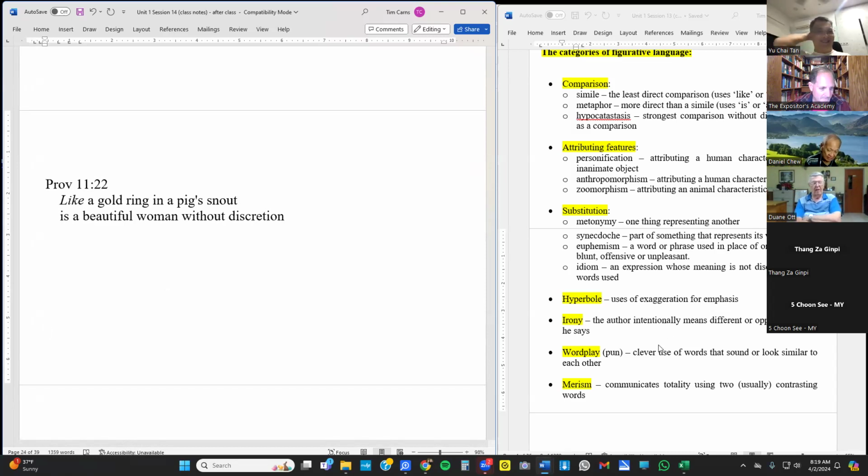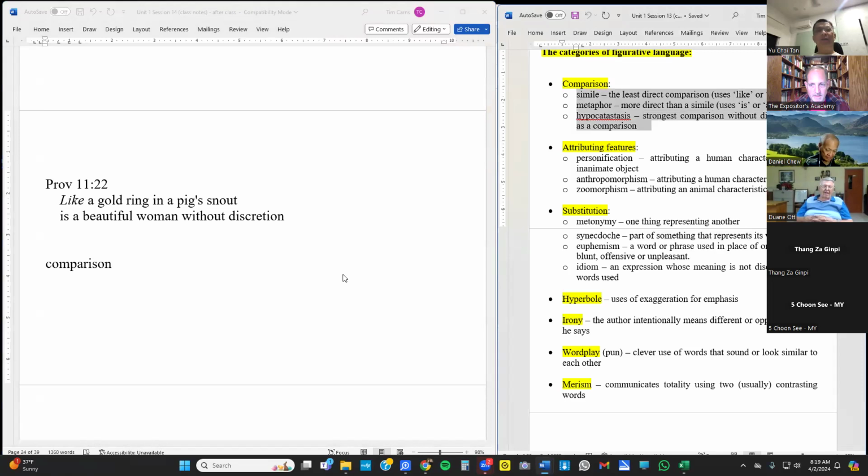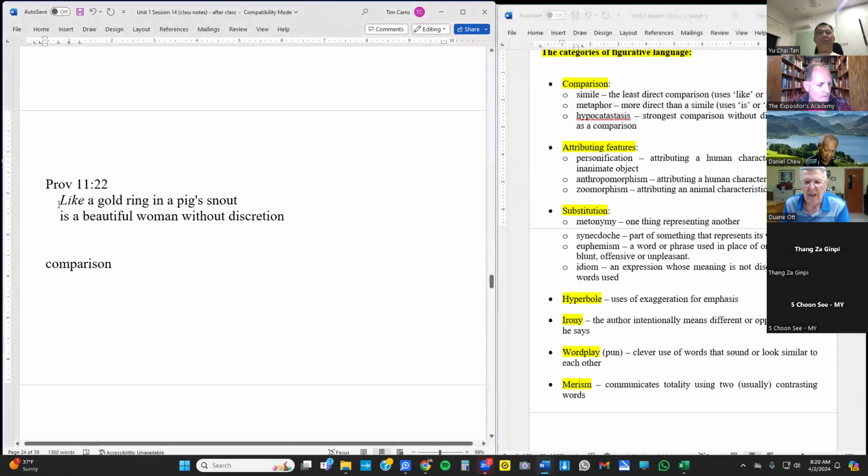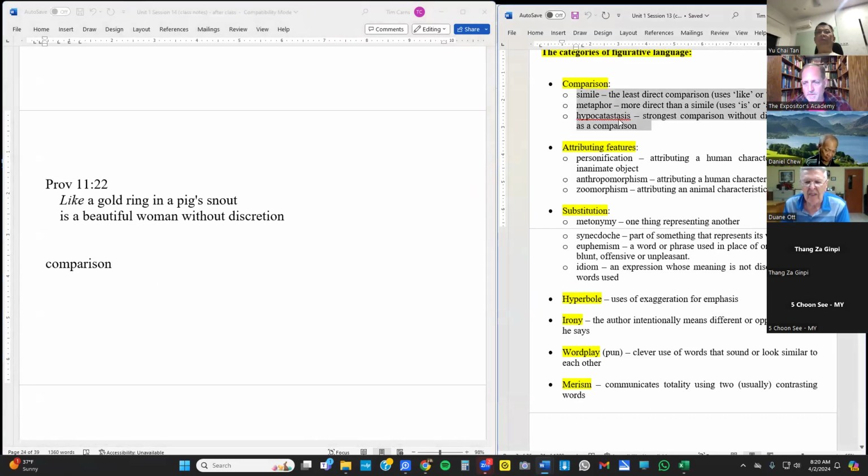A gold ring in a pig's snout, and a beautiful woman without discretion. Okay, that's a pretty good comparison there. Yeah, this is a comparison, isn't it? Like a gold ring. So what kind of comparison is it as we look at the options? Well, it's not direct, and I don't know. It's probably this last one, hypocatastasis.